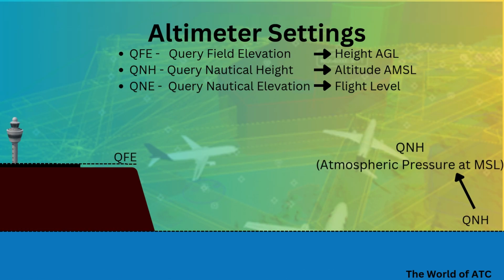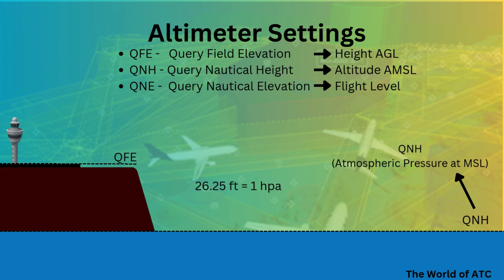QNH is the pressure setting at mean sea level, and QNH can be calculated from QFE. As per standard, for every loss of 26.25 feet of elevation, 1 hectopascal is added. This is added because at a lower altitude the pressure would be higher.